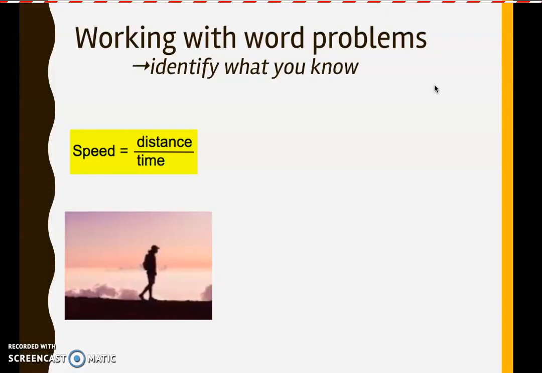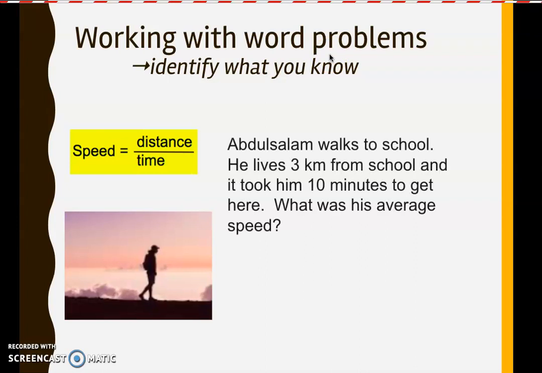So when we're solving problems in science class, they're usually going to be word problems. And I know that you really love word problems from math class, right? What strategies we're going to use in science class will make our word problems a little bit easier. We're going to use some really specific strategies. And the first one is identifying what you know in a problem. So here in this problem, it says Abdus-Salam walks to school. He lives 3 kilometers from school, and it took him 10 minutes to get here. What was his average speed? So in this problem, I'm actually going to go ahead and think, well, one thing I know, it's giving me this number 3 kilometers. That's the distance. And it's also giving me this other number, 10 minutes.